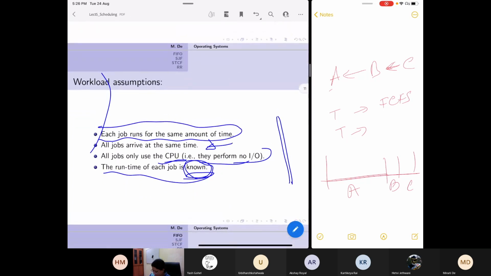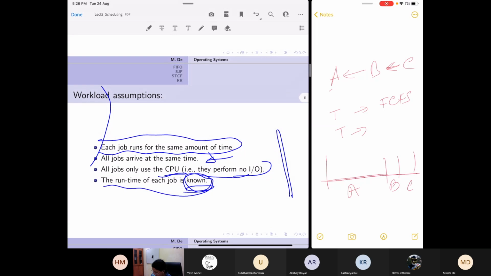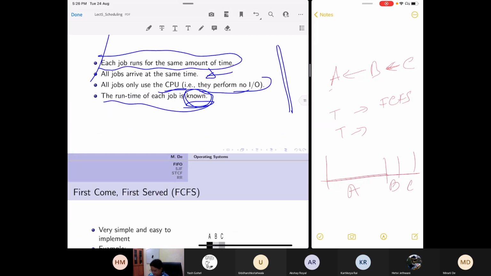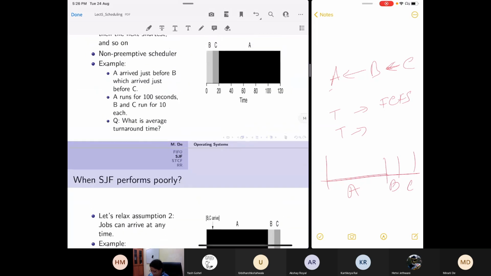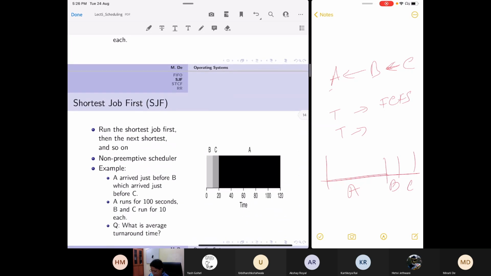We are lifting this first assumption which we made, that all jobs are running for the same amount of time. Sorry, that was the third assumption, I think. Each job runs for, right. So there's a first assumption, right? We are lifting this assumption. Okay, if you lift that assumption, now you can see shortest job first performs better.